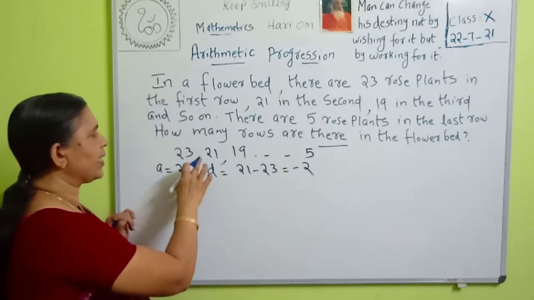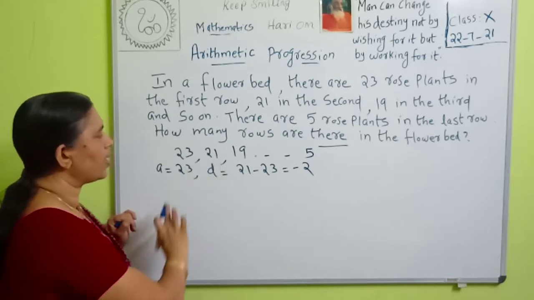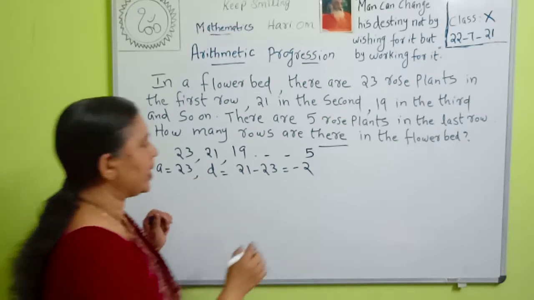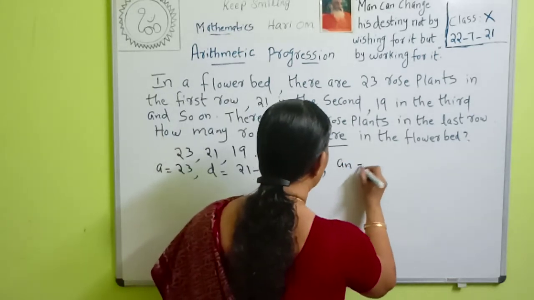The common difference is minus 2. Then what is the last term of the AP? An is equal to 5.